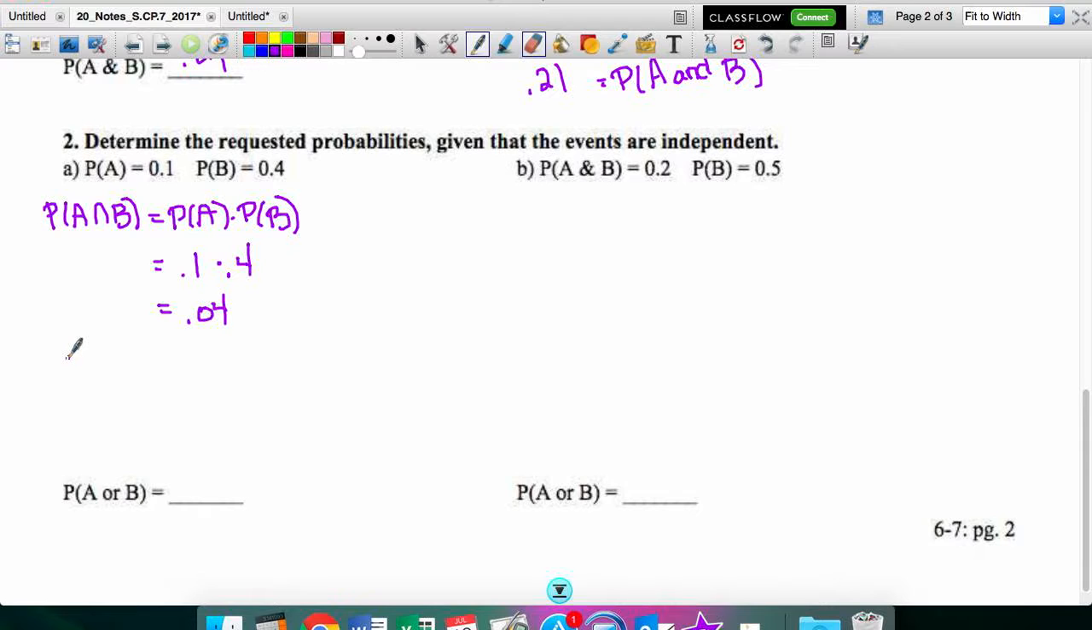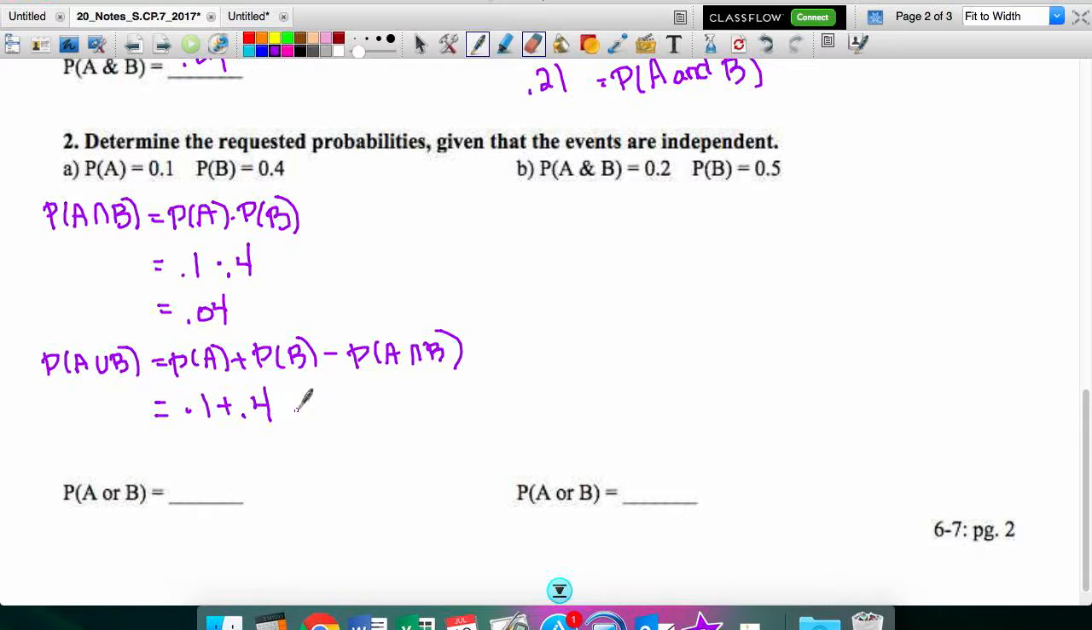Now that we know our intersection, we can find our union by plugging them into our union formula. Probability of A plus the probability of B minus the probability of A and B. Plugging in what we know, we have 0.1 for A, we have 0.4 for B, and now we can take away our intersection probability that we just calculated, 0.04. In doing so, we get our OR probability of 0.46.